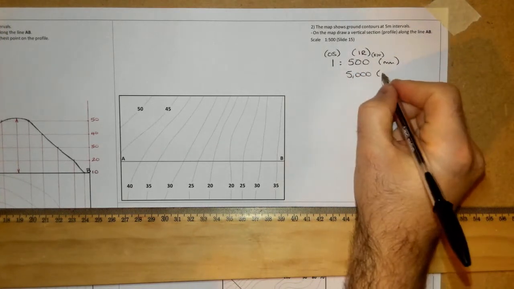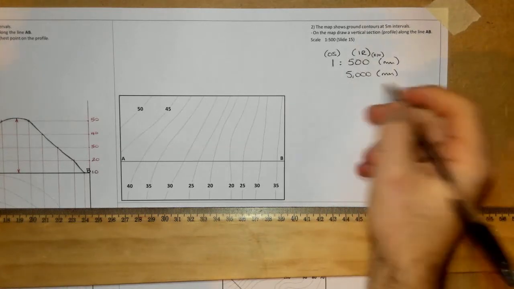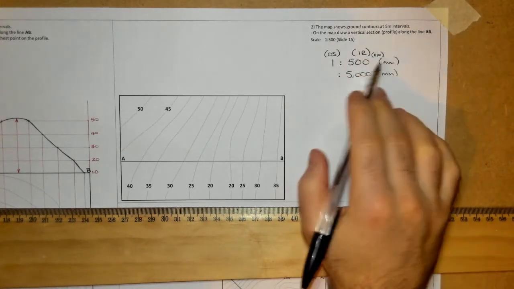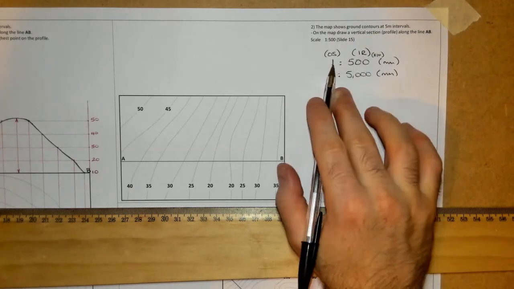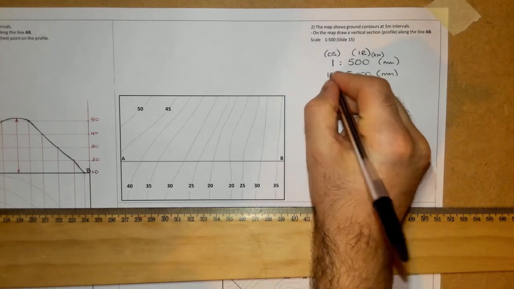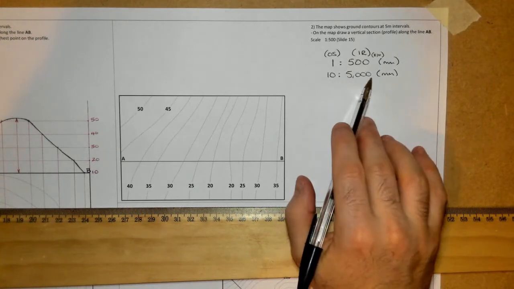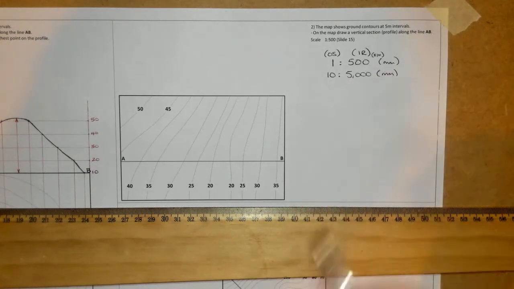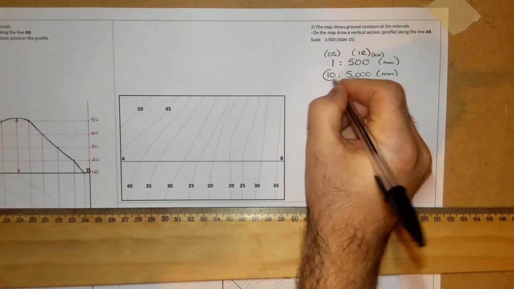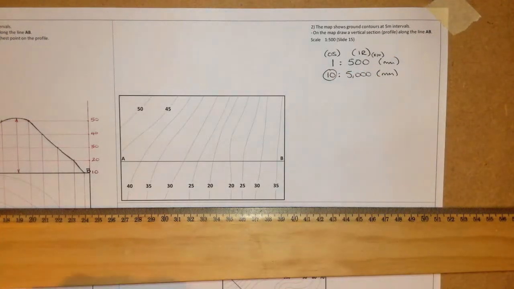Therefore, 5,000 millimeters, we know, is equal to 5 meters. But because I multiplied this by 10, I also have to multiply this by 10. Therefore, 10 millimeters on my sheet is equal to 5,000 millimeters in reality, or 5 meters. So that's the number that we're going to go with. It's the 10. That's what we're going to use for our profiles.